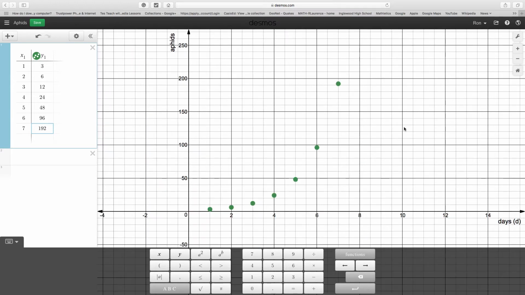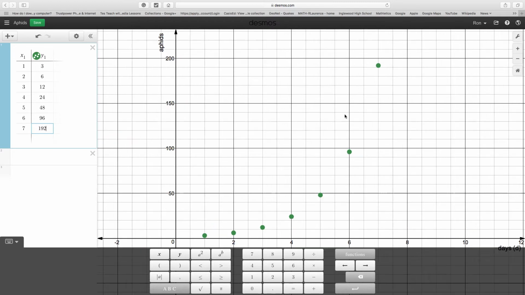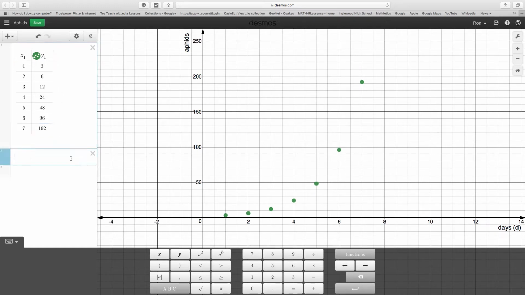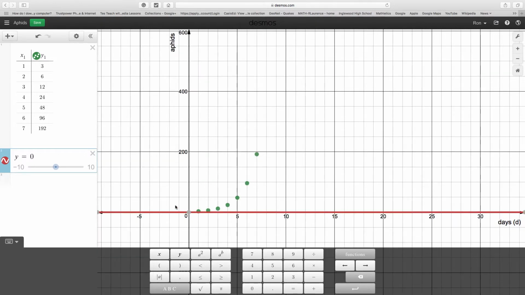So here you can see that this is the plot of the graph, and you can see that it's approaching y equals 0 here. And if I type that in, y equals 0, you can see that all of these points are approaching that, but not quite getting there.